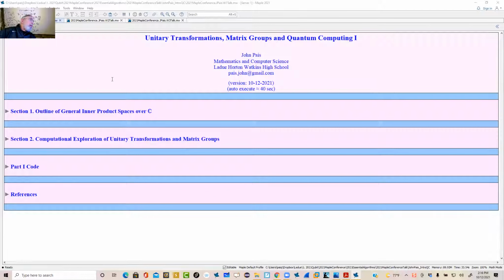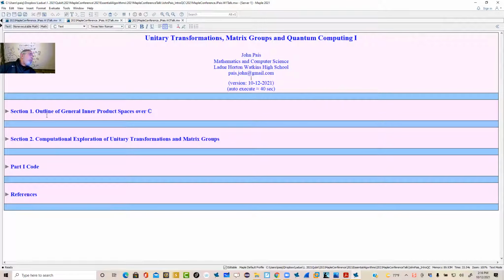So you can see here that we have this worksheet, and in worksheet 1, we give an overview of inner product spaces, and this is going to be a general overview that is not specific to finite dimensional spaces. And then in section 2, we will specialize to finite dimensional spaces and then start working on our explorations of the unitary matrix groups. I think it's better if I just go over each worksheet a little bit.